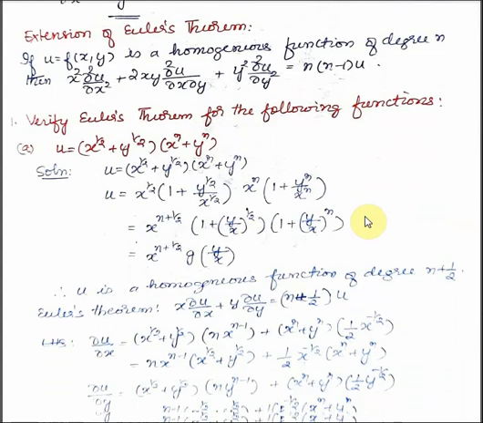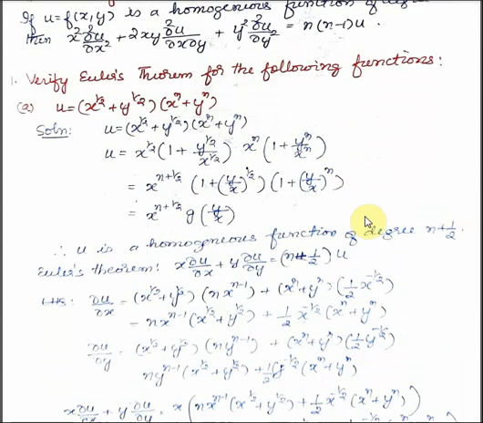Now we shall verify the Euler's theorem for a few functions. We shall start with the first problem. u is (x^(1/2) + y^(1/2)) into (x^n + y^n). I should verify the Euler's theorem, that is nothing but x ∂u/∂x plus y ∂u/∂y should be equal to the degree of the homogeneous function into u.